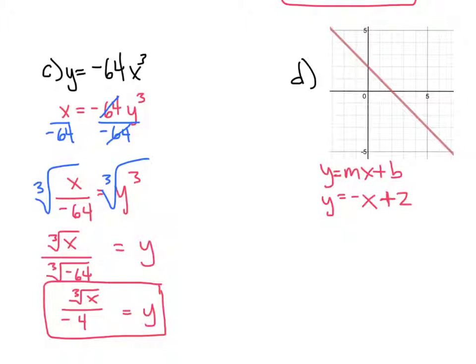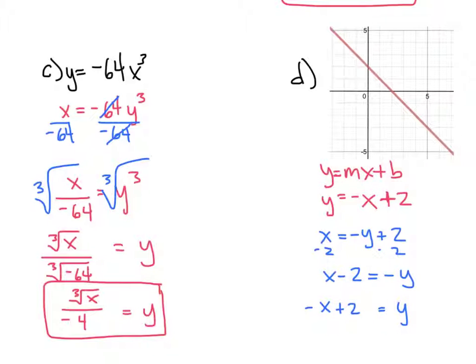So for my inverse relation, I'll swap x and y and solve for y. So subtract 2 from both sides. x minus 2 equals negative y. How do I get rid of that negative in front of the y? Divide everything by negative 1, which really just changes the sign of everything. So negative x plus 2.